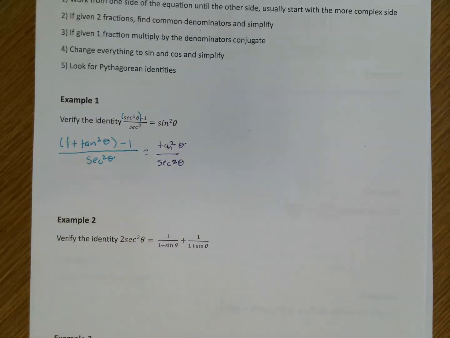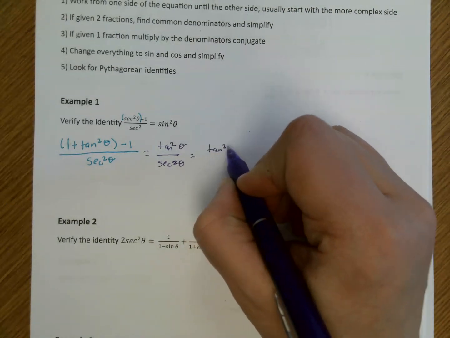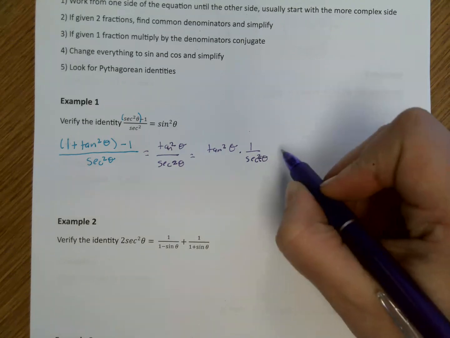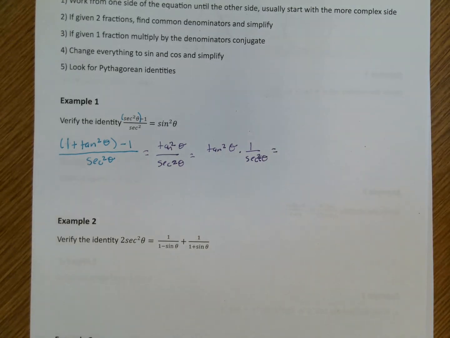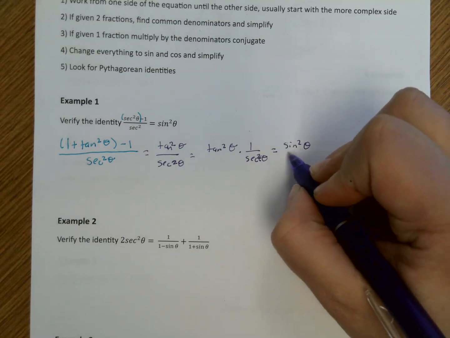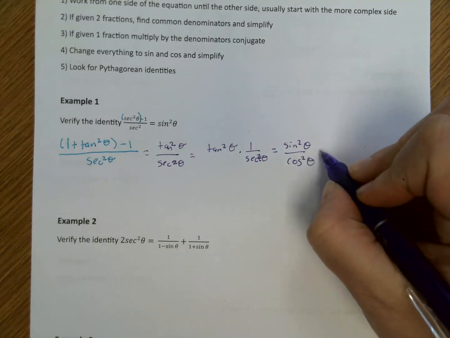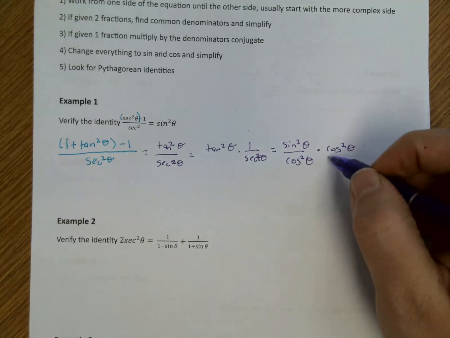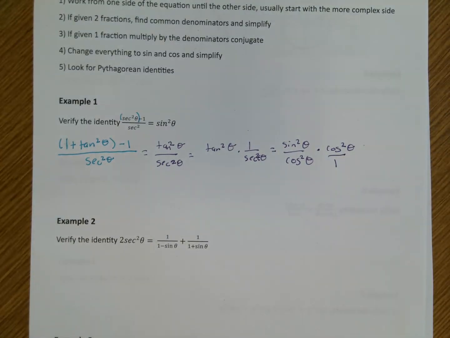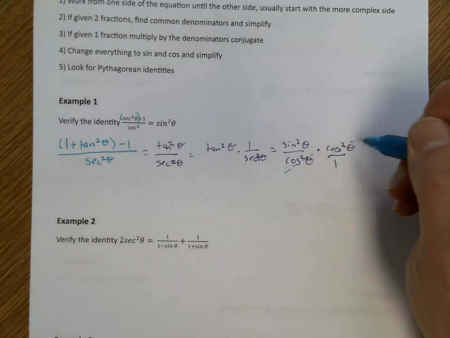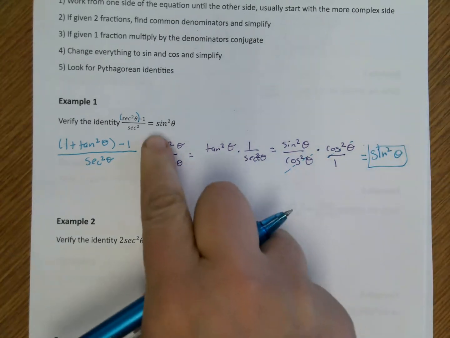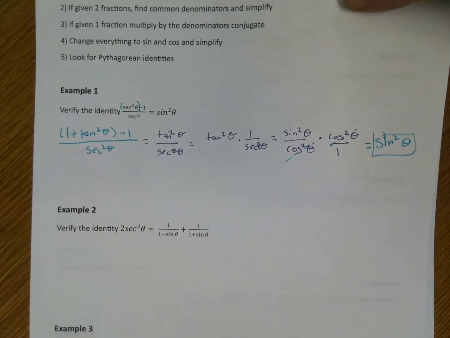So now this might be a good indicator to try to switch to sine and cosine. So just so that you know where I'm coming from, I'm actually not changing anything yet. I can change my tangent squared, because I know tangent is equal to sine over cosine. So this is my tangent squared times the reciprocal of secant squared, which is cosine squared theta. Now if I multiply these across, these cosine squares cancel each other out. And now since those are canceled, I get my sine squared theta, which was what I was trying to go to. So that is done. Once you go from one side to the other, you're done.